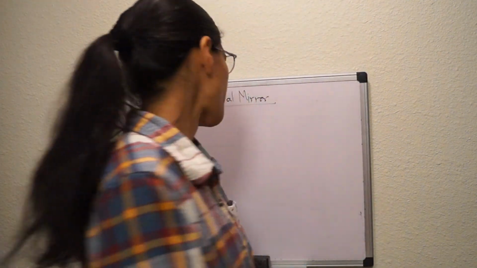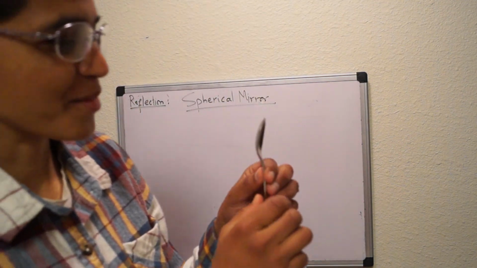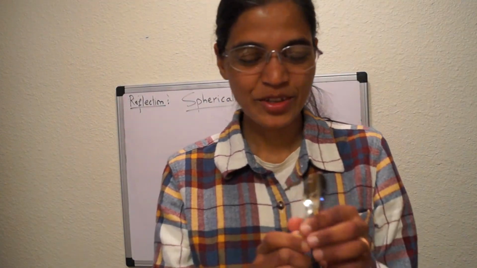Reflection through a spherical mirror. What are examples of a spherical mirror? One example is the rear view mirror on your car. I have a spoon here, right? If you look at this, maybe you guys can see the image of the camera there. I have my camera there. You can also see it, right?